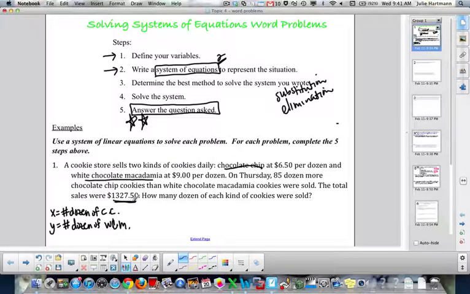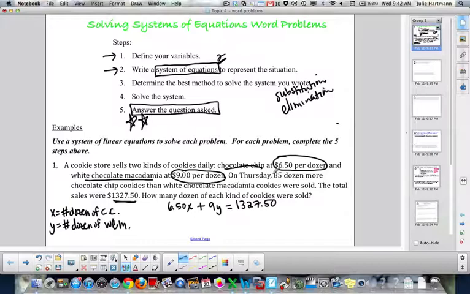Okay, so dealing with money, we have the $9 per dozen and the $6.50 per dozen. So $6.50 times the number of dozen of chocolate chips, so that's 6.50x, plus $9 times the number of white chocolate macadamia dozens sold, so 9y, equals your $1,327.50. That's one equation.